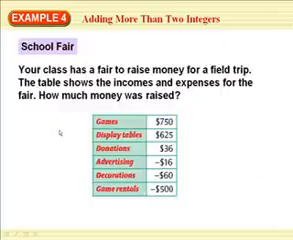So example number 4, the school fair. Your class has a fair to raise money for a field trip. The table shows the income and expenses for the fair. How much money was raised? So games, 750, display table, 625, donations, 36. Advertising was -16, which meant you had to spend that. Decorations was -60, and game rentals was -500.